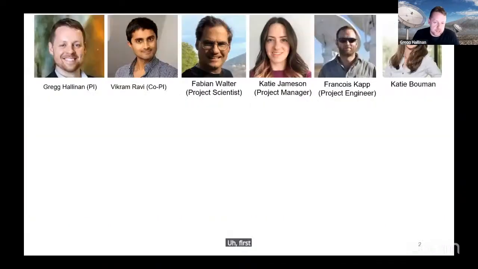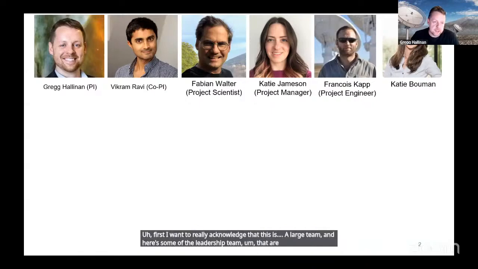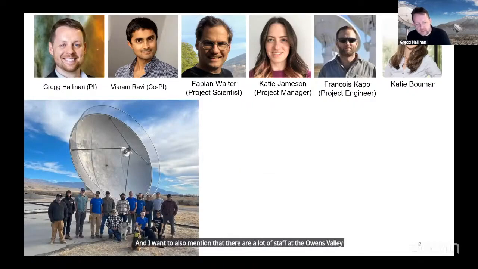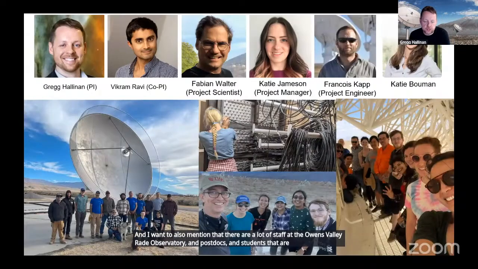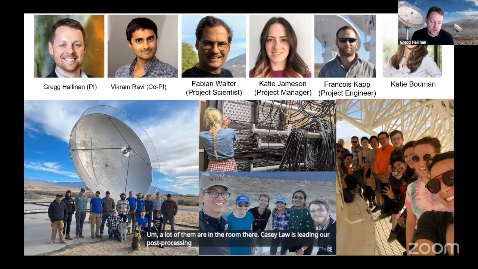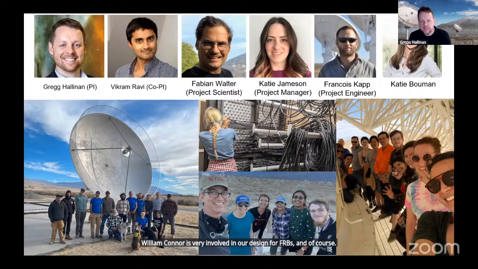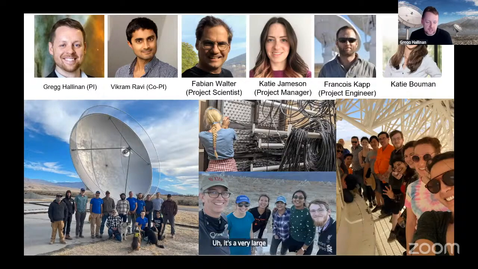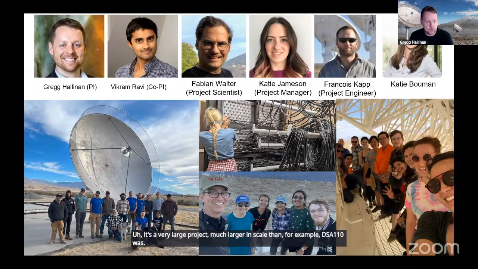First, I want to really acknowledge that this is a large team, and here's some of the leadership team that are involved. And I want to also mention that there are a lot of staff at the Owens Valley Radio Observatory and postdocs and students that are involved across this project. A lot of them are in the room there. Casey Law is leading our post-processing for the project. Liam Connor is very involved in our design for FRBs. And of course, we've got students and postdocs. We've got Stella and Miles and Jacob and Krithi in the room too. So please reach out to them. It's a very large project, much larger in scale than, for example, DSA 110 was. And it's been really exciting to watch it grow.